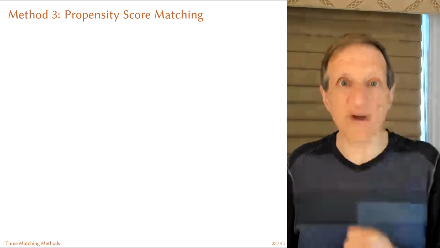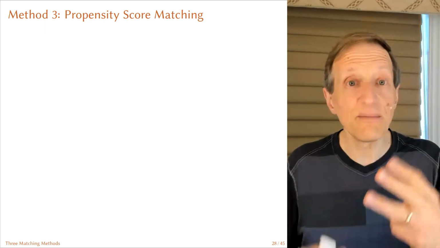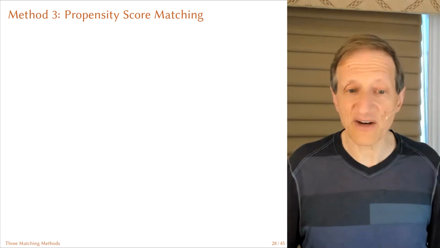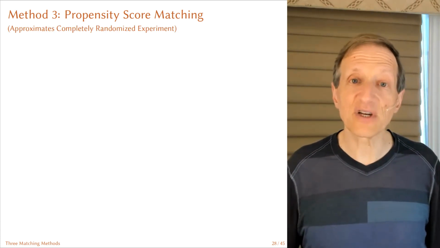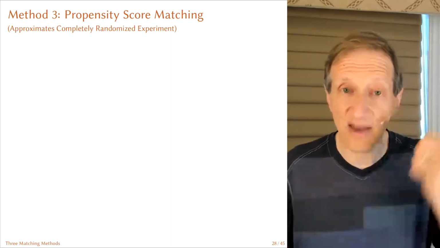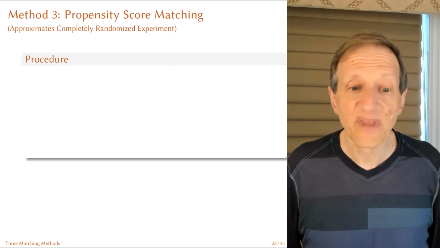Let's do our third method. The third method is the most commonly used method that you'll see out there. It's called propensity score matching. It approximates a completely randomized experiment, not a fully blocked experiment like CEM and Mahalanobis. Here's the procedure.